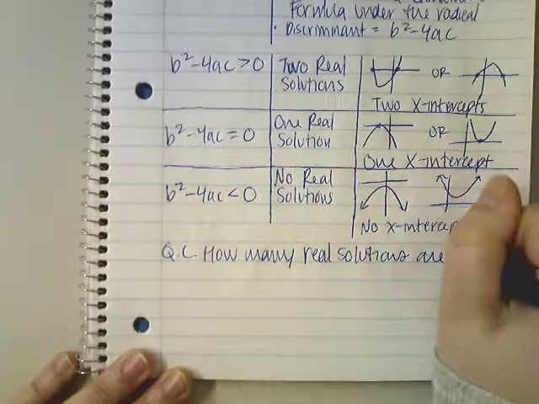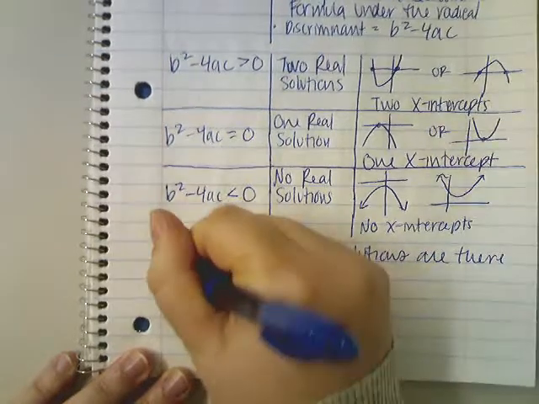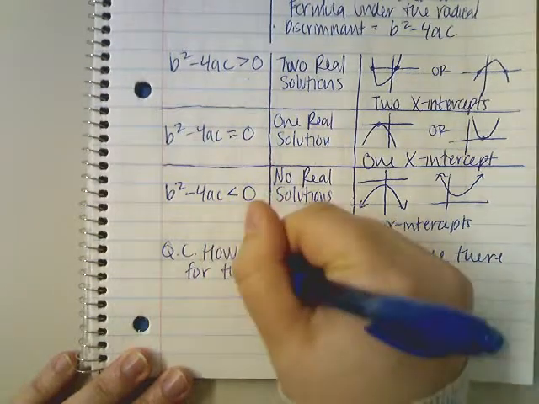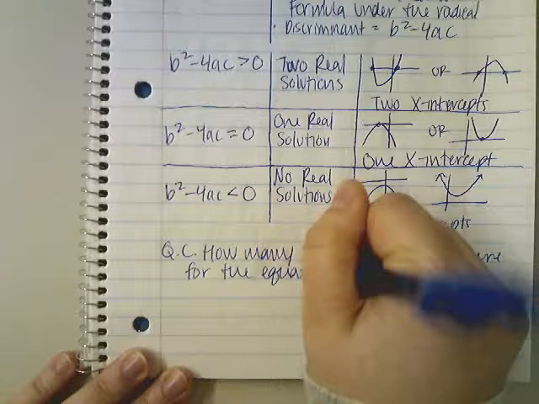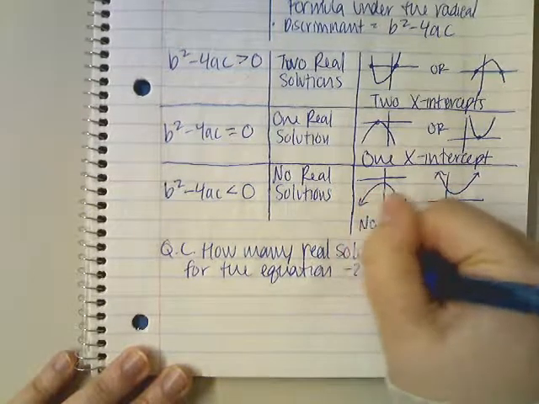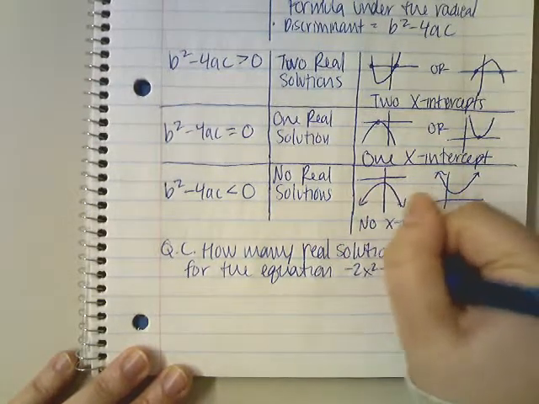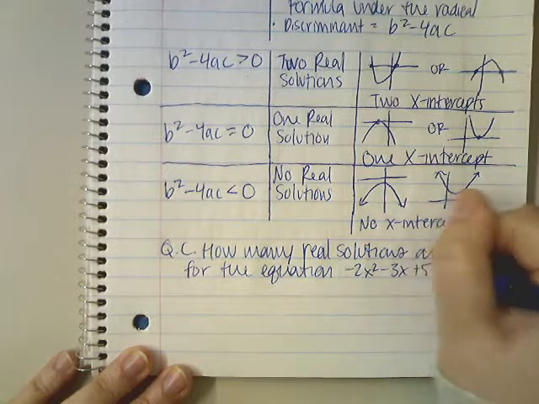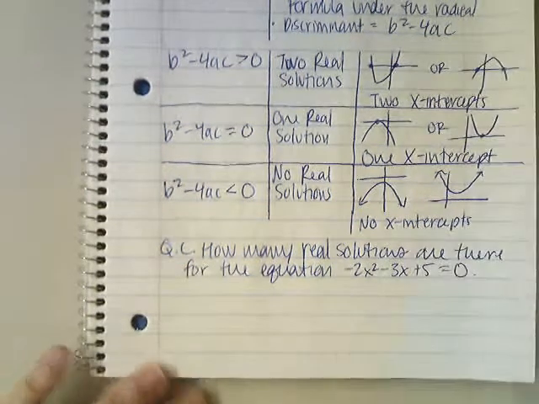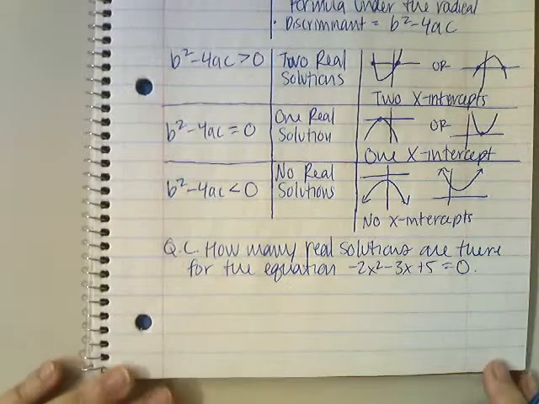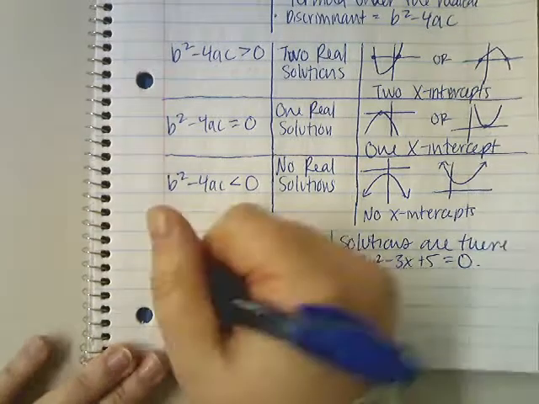So I want to know how many real solutions are there for the equation negative 2x squared minus 3x plus 5 equals 0. So using your discriminant, I want you to figure that out. Try it on your own. I'm going to go over it now.